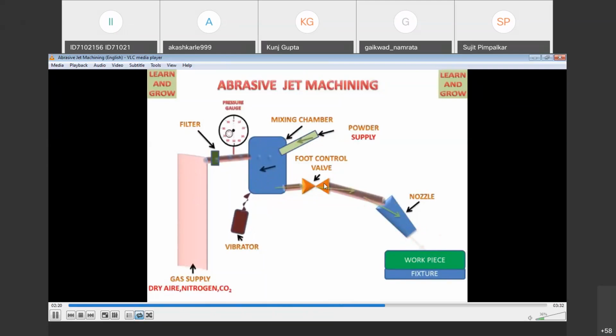Then it will follow this path through this control valve and come to the nozzle, and using this nozzle you can do the machining. Your workpiece will be fixed using a fixture on a machine table. So in this way, you can do machining or material removal using abrasive jet machining.